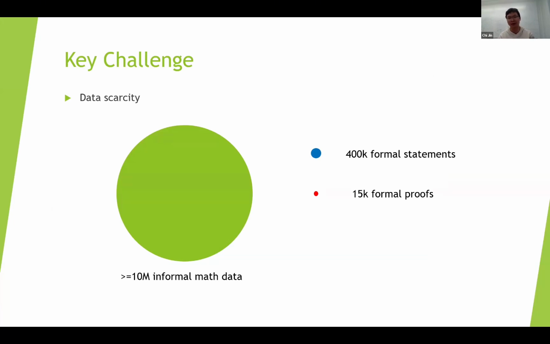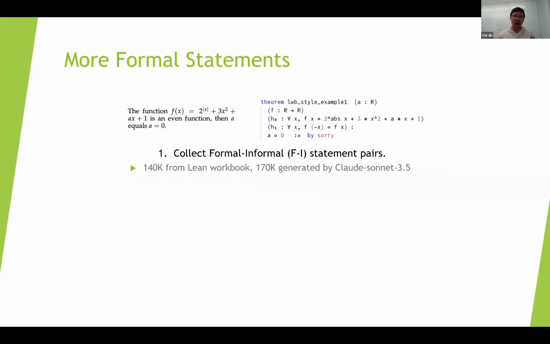For example, we only have roughly 400K formal problem statements and only 15K formal proofs, which is very, very small. It's very difficult to train a good prover on this small amount of data. So the very first thing we need to do is get way more formal statements and more proofs. For statements, we essentially use the route of auto-formalization.